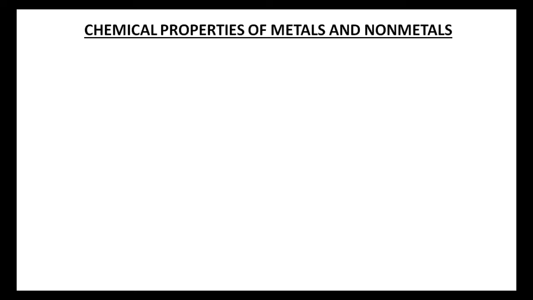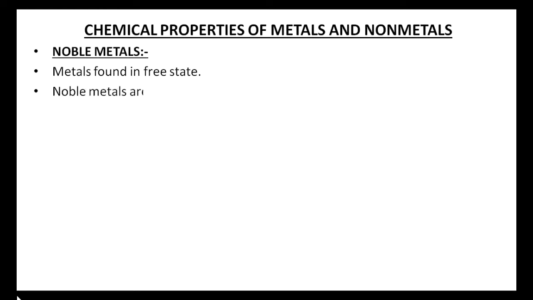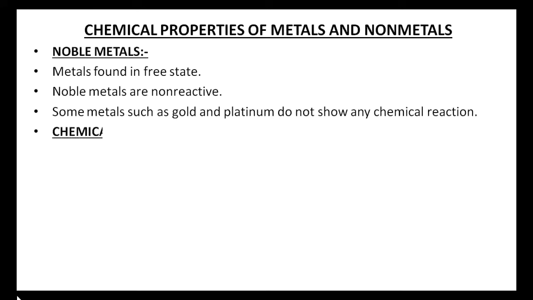Friends, in this video we will study chemical properties of metals and non-metals. First we will study what are noble metals. Metals which are found in free state are called noble metals. Noble metals are non-reactive. Some metals such as gold and platinum do not show any chemical reaction.